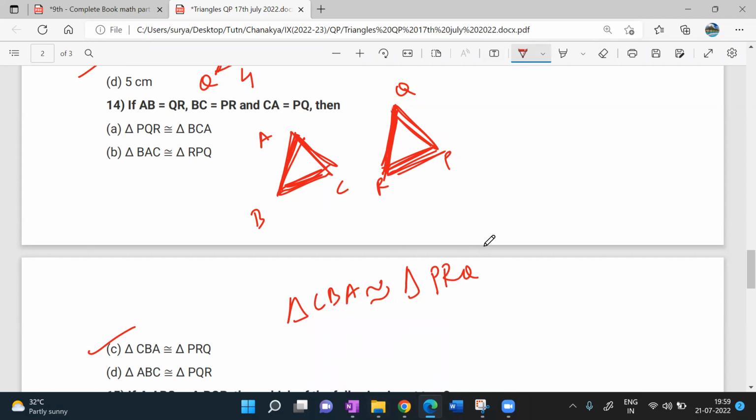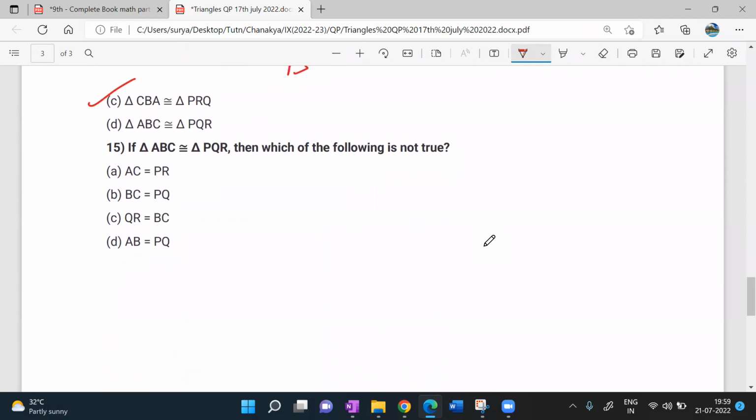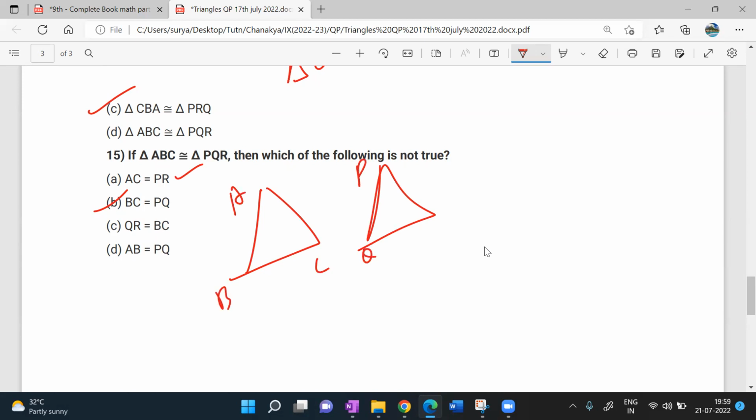Okay, guys. So next, the 15th question. Option B: BC is equal to PQ. Which of the following is not true? AC will be equal to PR. Sir, BC should be equal to QR, not PQ, if they're congruent. AC is equal to PR. BC is equal to QR. This is wrong here. Option B is correct.